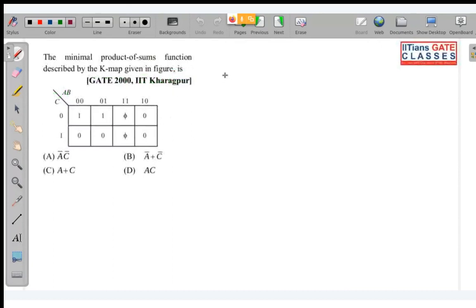Here you can see this phi. This corresponds to don't care. So don't care, we always use it for groupings. Okay, we use it for groupings. So grouping means what? For increasing the size of group.